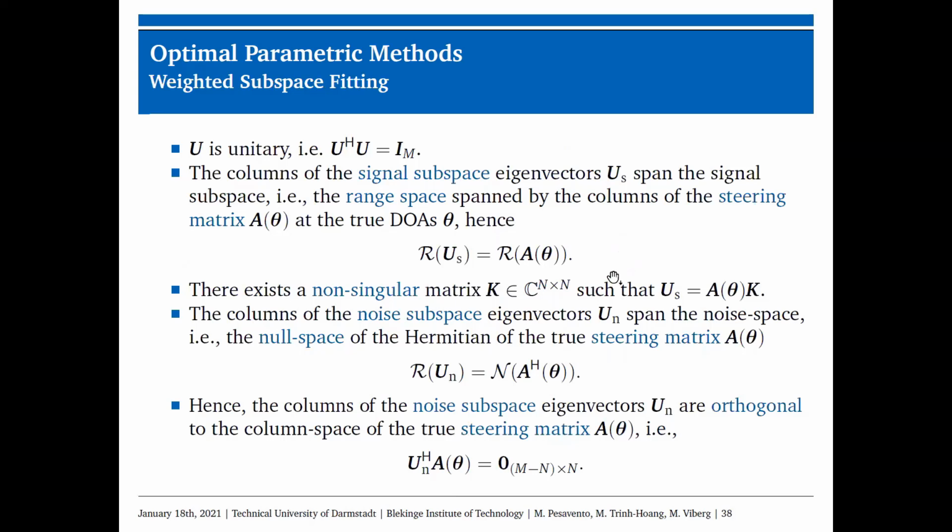Now, eigenvectors to Hermitian matrices can always be chosen orthonormal. So let us assume that U is unitary. As I previously mentioned, the signal eigenvector matrix and the steering matrix span the same space. And then there is a matrix K, such that U sub S is AK. The noise eigenvector matrix is orthogonal to the signal eigenvector matrix, therefore also to the steering matrix A of theta, like this. So either of these properties can be used to construct an estimator, which we may call the signal subspace method from this relation, or a noise subspace method from this relation.